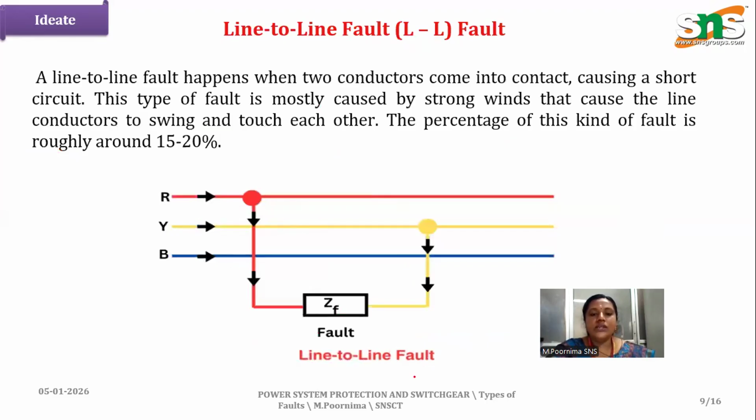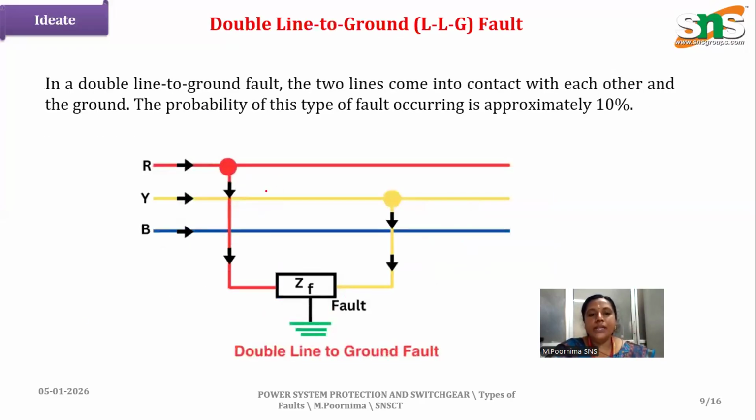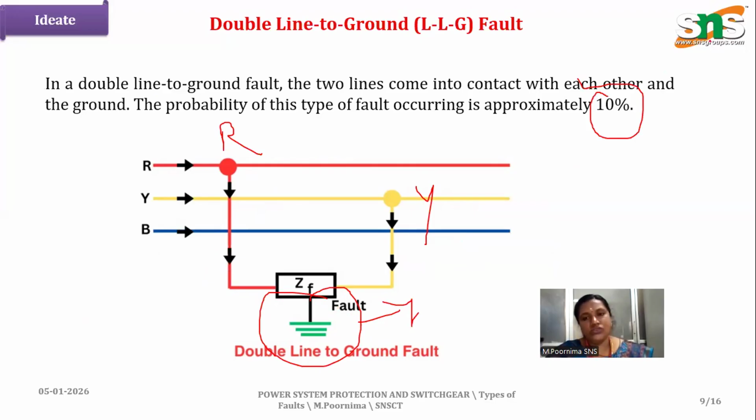Here we have a line to line fault, between line R and line Y. This type of fault is around only 15 to 20% of faults. And we have a double line to ground fault, with line R and line Y. This fault occurs in approximately only 10% of faults.